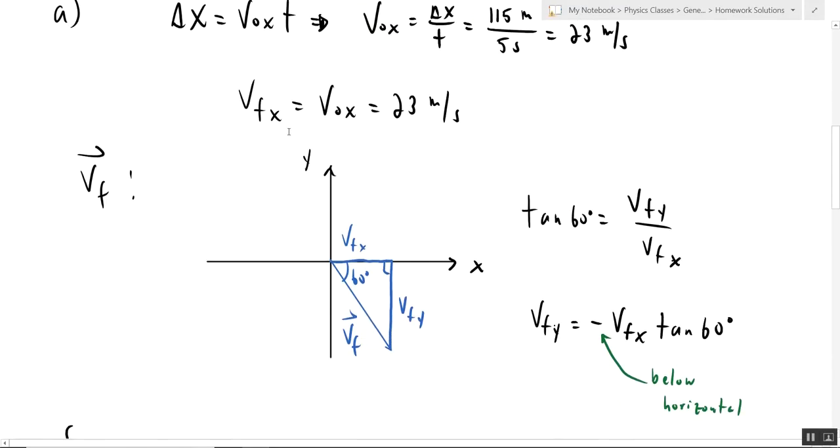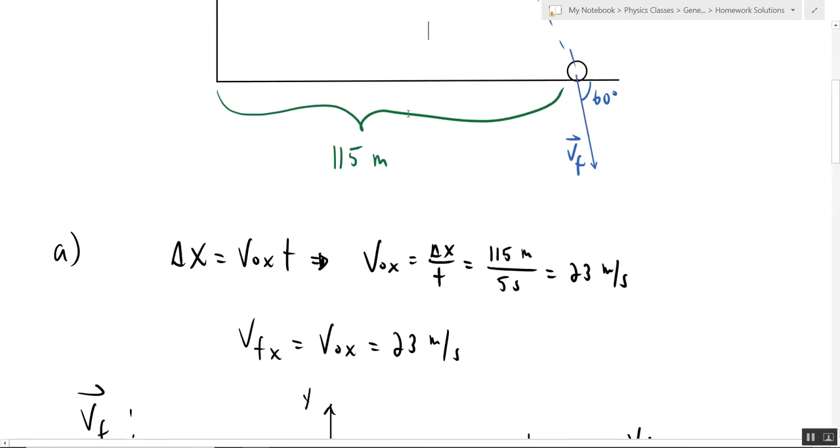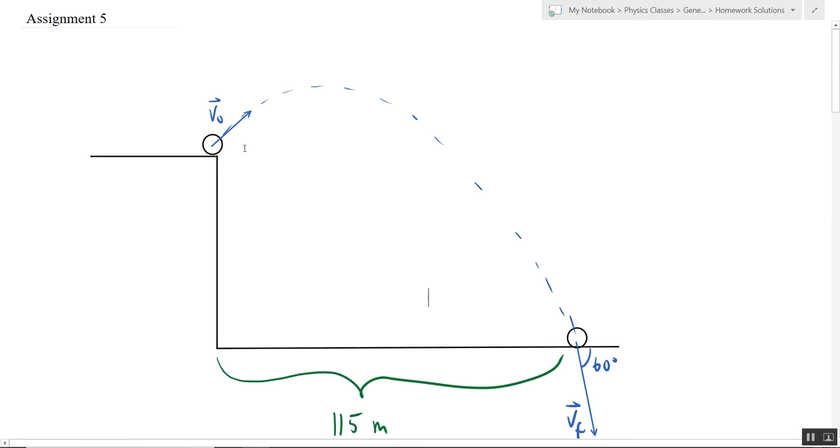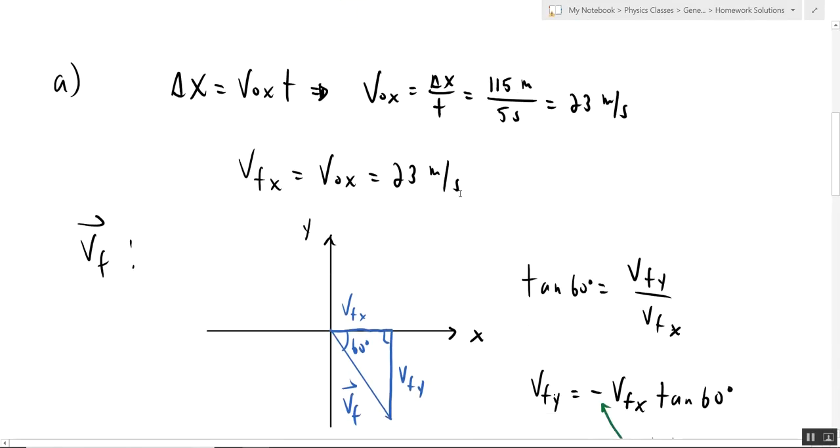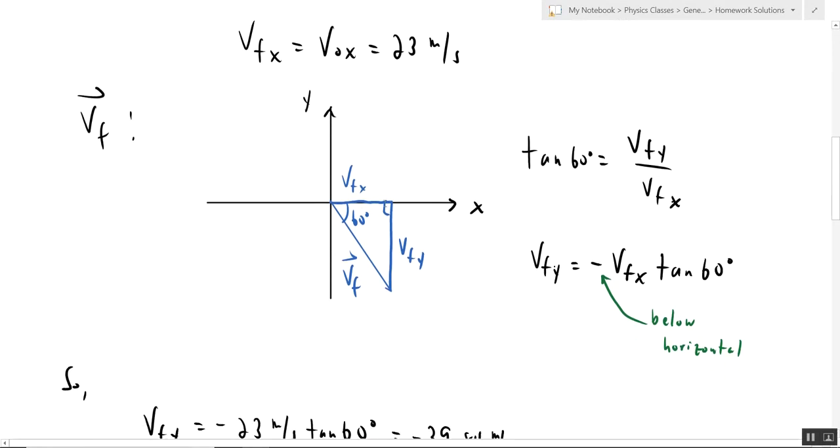But we know that the x component of the final velocity vector is going to be equal to the initial x component, because the velocity in the x direction doesn't change. So if it was originally 23 meters per second over here, it's also 23 meters per second over here. We also know this angle. So therefore, just using trigonometry, tangent, you can find what vfy is. Right, so that's something else you didn't know.